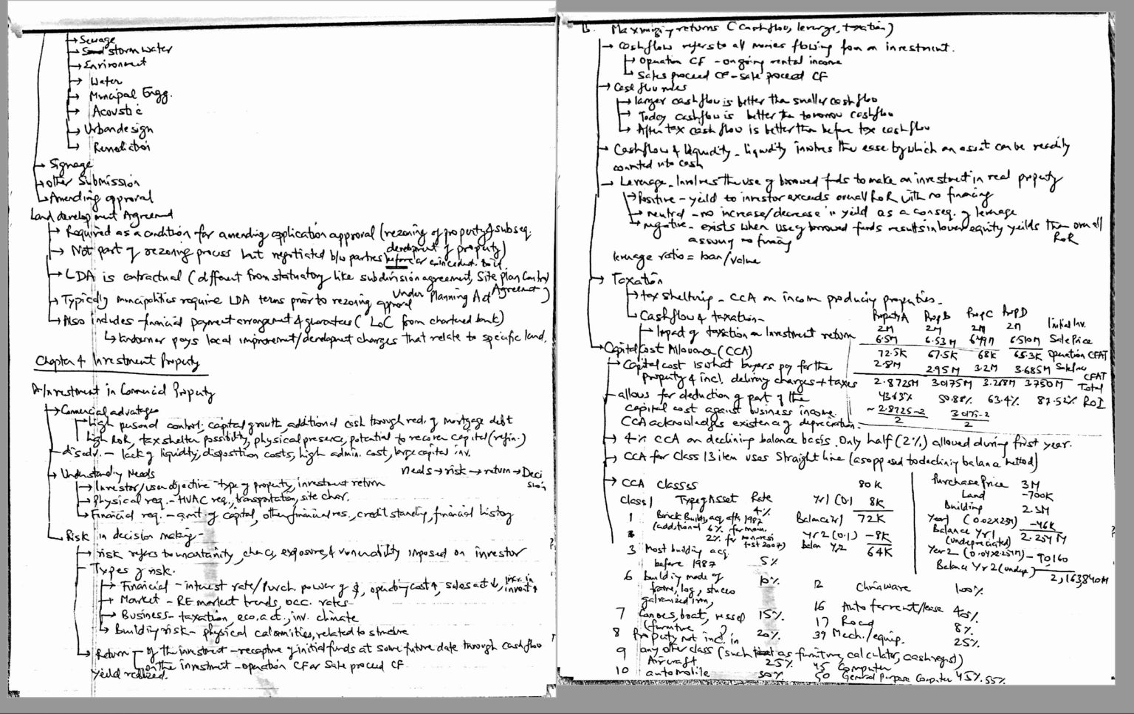There are essentially four kinds of risk. One is the financial, market, business, and building risk. So the element of risk applies to all investment decisions. Risk refers to the uncertainty, chance, exposure, and vulnerability imposed on an investor with particular regard to any financial loss that may accrue from an investment.